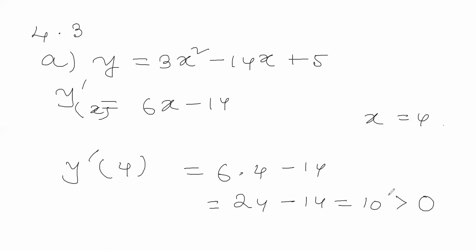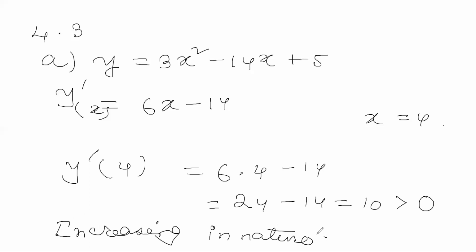Now, we know that if the value of the first order derivative is greater than 0, then we can conclude that the function is increasing in nature. Remember, it is increasing in nature. So this is the first problem where we have taken the decision that this particular function is increasing in nature. Let's see another example.